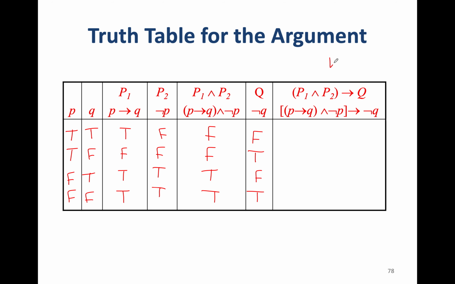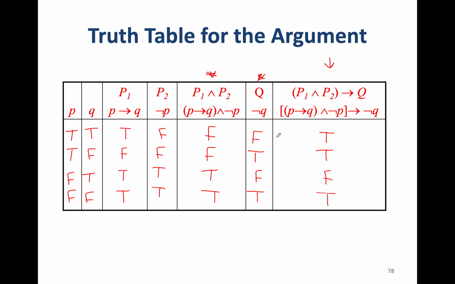Now the full argument is if P1 and P2, then Q. So we will look at here, if here, then here. So if false, then false is true. If false, then true is true. If true, then false is false. If true, then true is true.